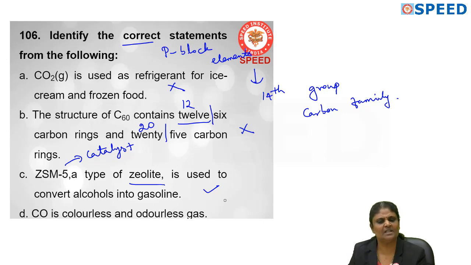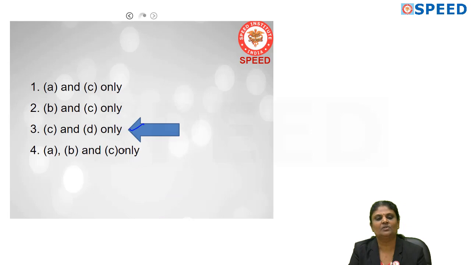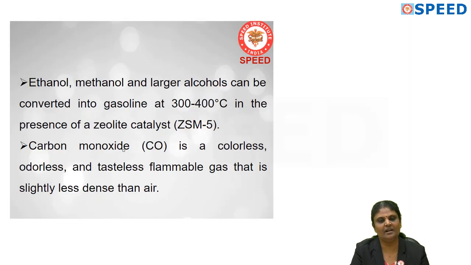And then CO is a colorless, odorless gas. This is obviously the correct one. So I think C and D are correct. The options are: A and C only, B and C only, C and D only, A, B and C only. So the correct one is C and D.